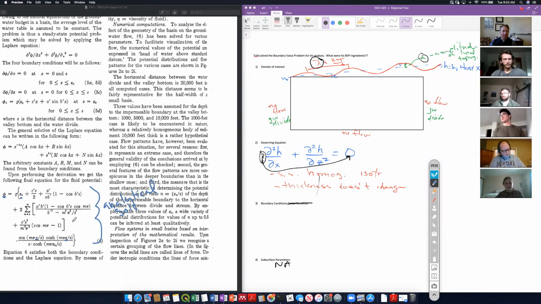All right, so this is an analytical solution. It follows this governing equation subject to these boundary conditions, all right? And the result is a function, this nasty function, but it gives us the value of the head at any location x and z in our domain, all right?